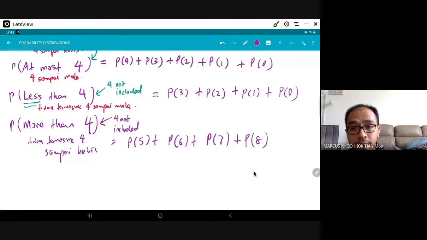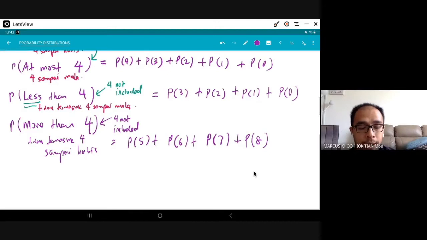Okay, so these are very important words that we need to get used to, especially when we are answering binomial questions. Okay, at most 4, at least 4, less than 4, more than 4. Kita kena tanya sama ada nombor itu adalah termasuk atau tidak.